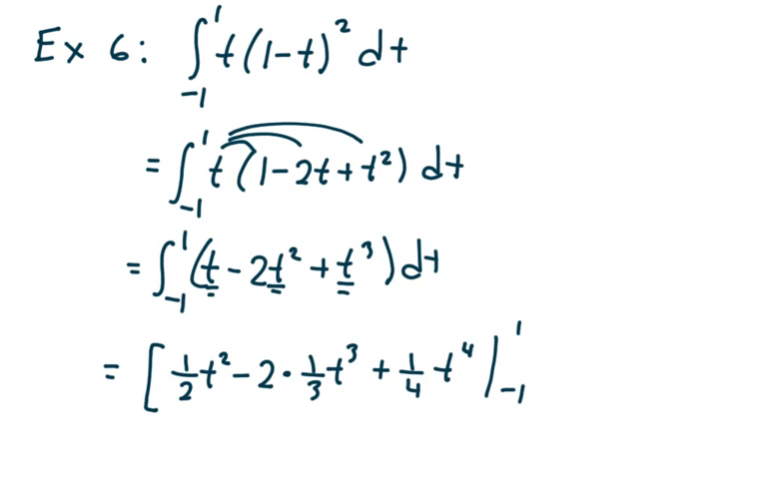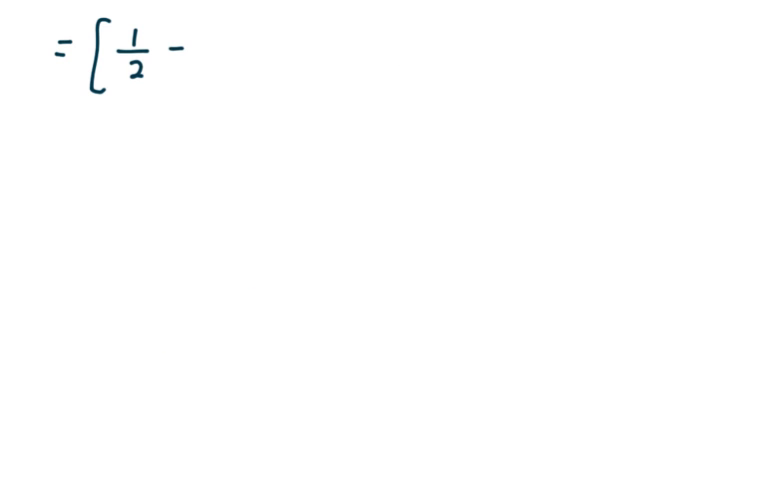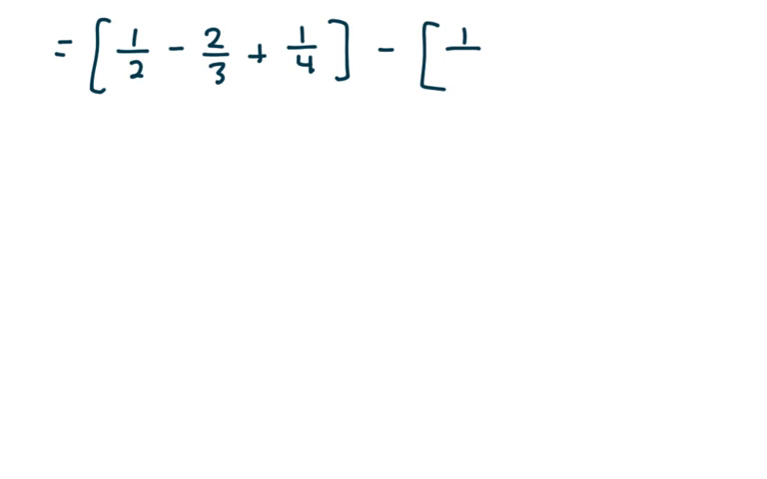So when you put a 1 in and raise it to a power, you get 1, right? So here, I'm going to get the following. I'm going to get 1/2 minus 2/3 plus 1/4. And then I'm going to put in -1. I'm going to get 1/2 plus 2/3 plus 1/4.